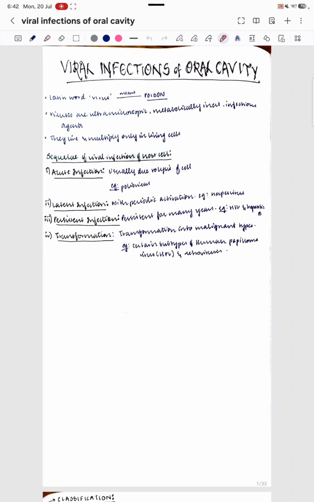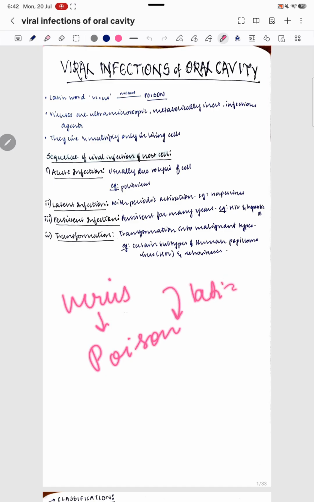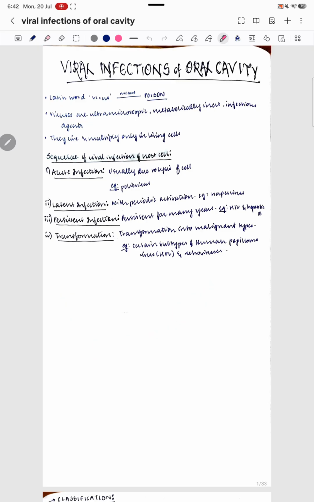Hello everyone. Today we are going to start with a new chapter, that is viral infections of the oral cavity. So, what does virus mean? Virus means poison in Latin.